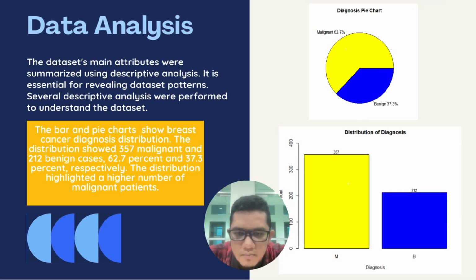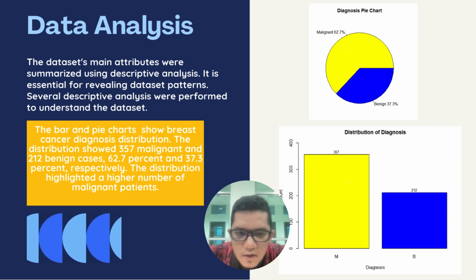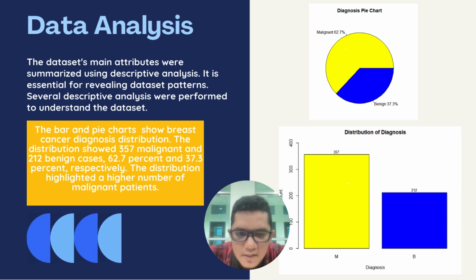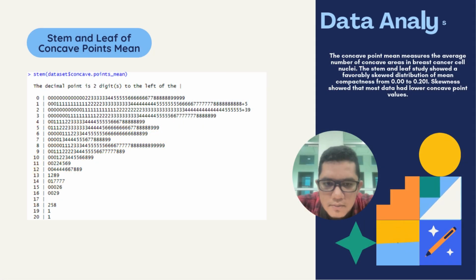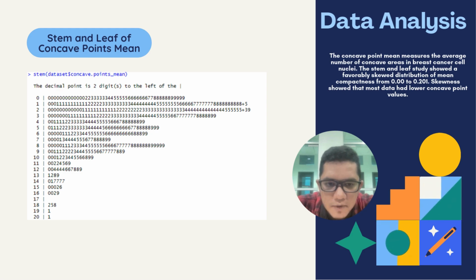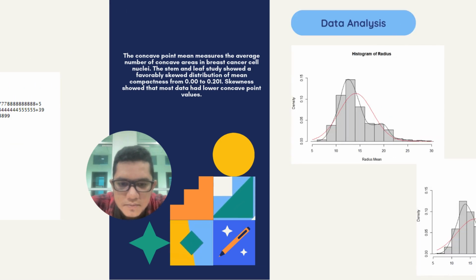Okay, now we talk about the data analysis. From this figure, we can see that there are two charts. Exactly, this is the diagnosis pie chart and also the distribution of diagnosis. And this is also part of data analysis. We can use the stem and leaf plot of concave points mean. The concave points mean measures the average number of concave areas in the breast cancer cell nucleus.